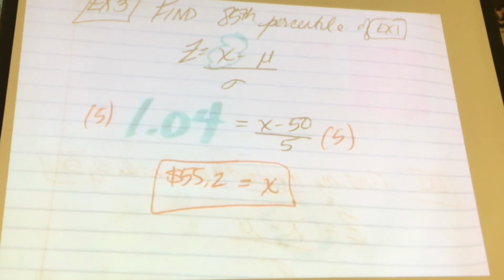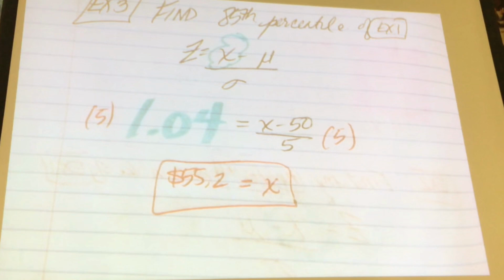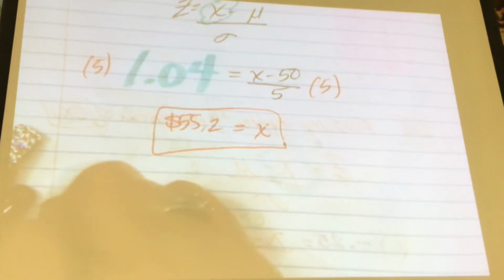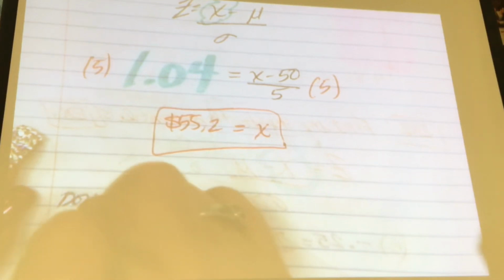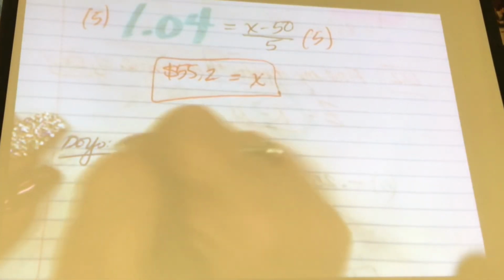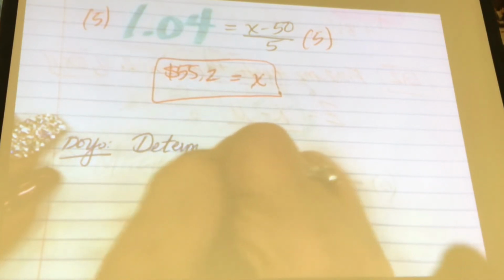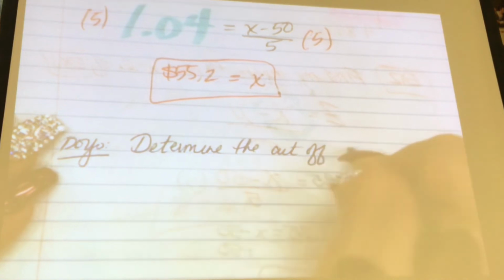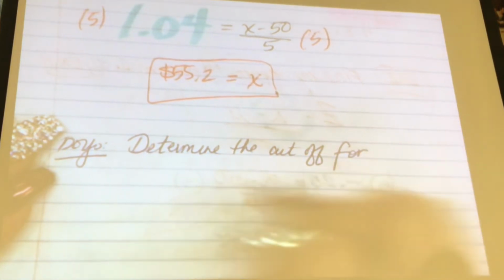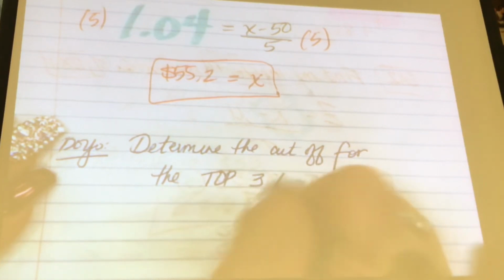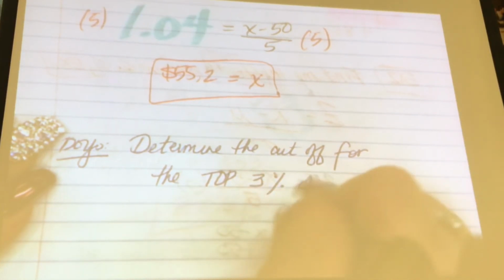Now do we understand percentiles? The wording that I have on tomorrow's opener, which is your do now, is worded a little differently, but that doesn't mean you can't do it. How would you answer if I asked you to determine the cutoff for the top 3% of example 1?